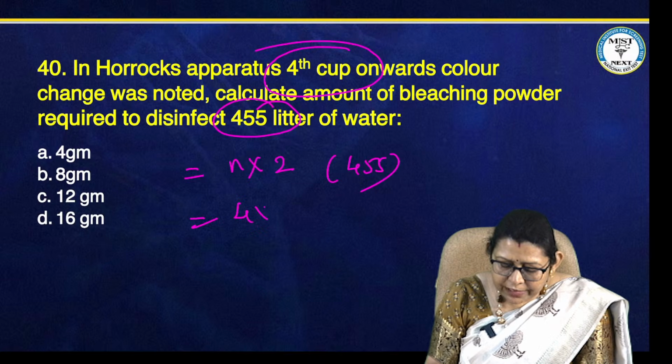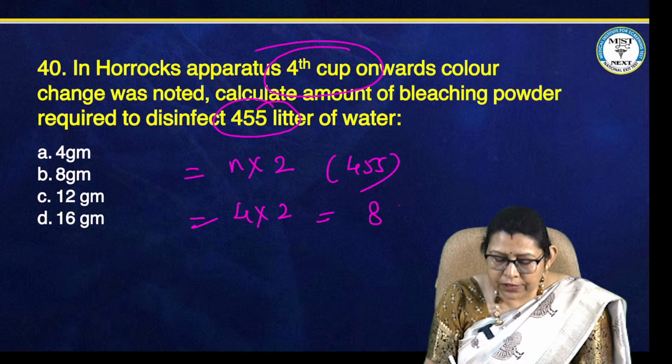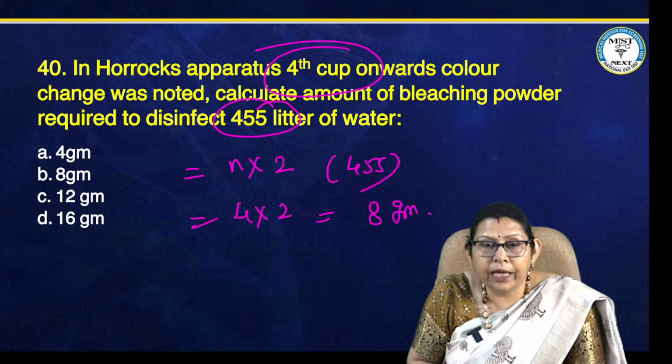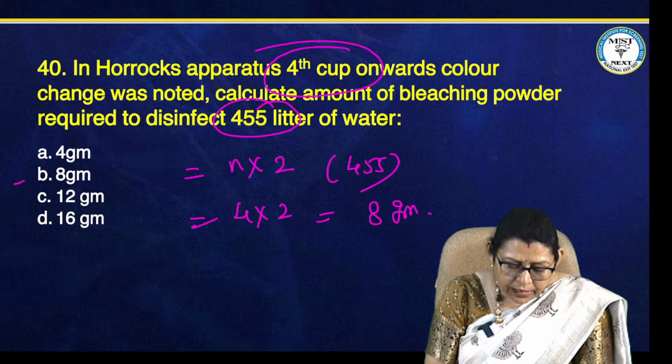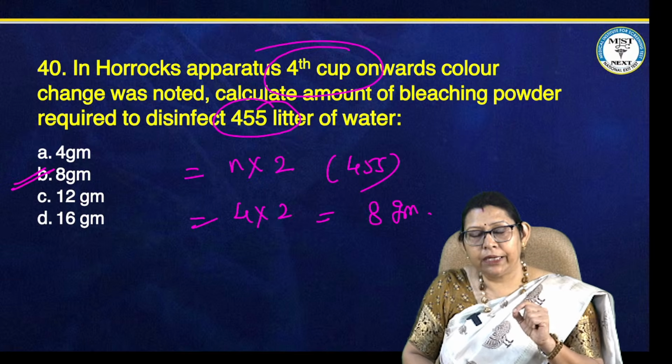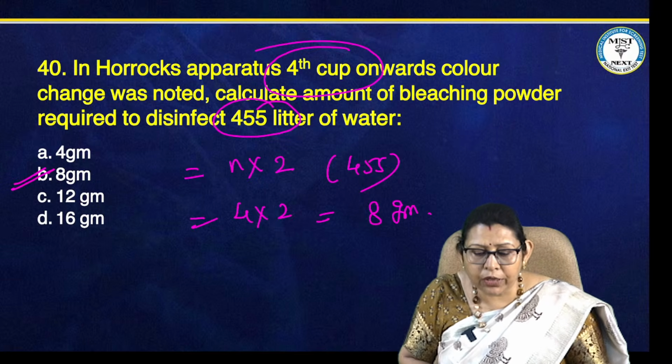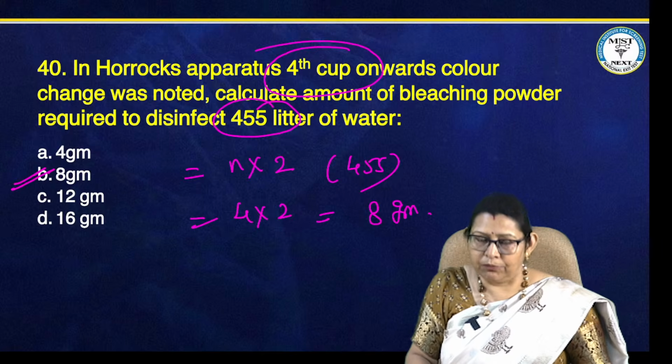Fourth cup onwards है, so 4 into 2, so कितना हो गया? That is 8 grams of bleaching powder will be required. A simple question. अगर यहाँ पे ध्यान रखना, कैच अगर है, if they had increased the amount of water, then you have to increase the amount of bleaching powder.